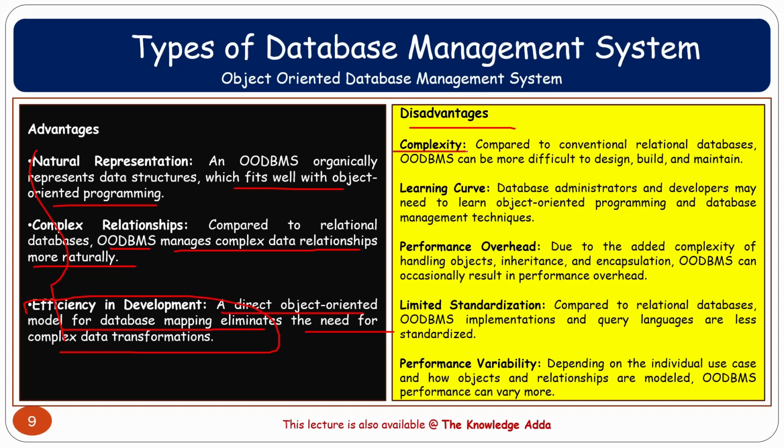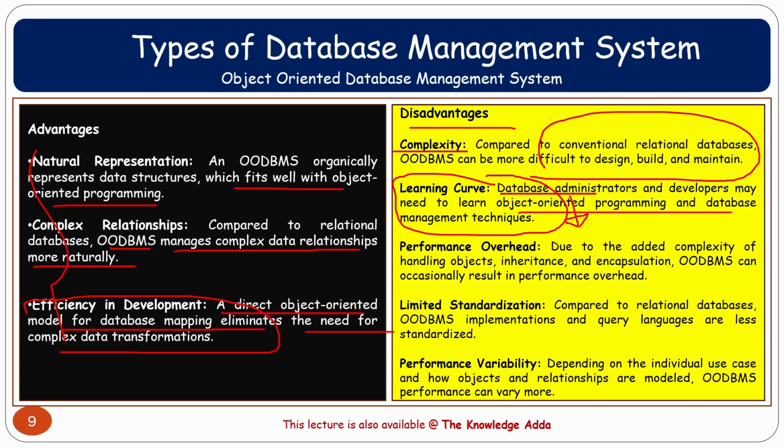When we're talking about disadvantages, complexity is the main concern. Compared to conventional relational databases, an object-oriented database management system can be more difficult to design, build and maintain. And if you are going to use an object-oriented database management system, you must have some knowledge about object-oriented programming. Sometimes this is not possible. However, a data administrator or developer may need to learn object-oriented programming.